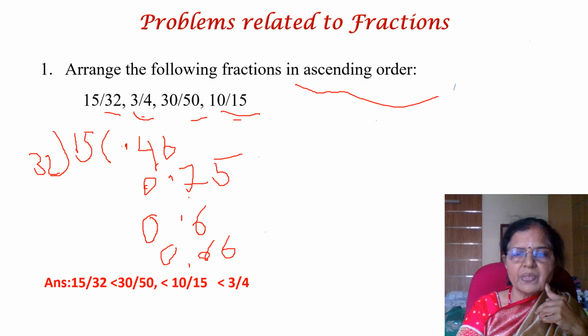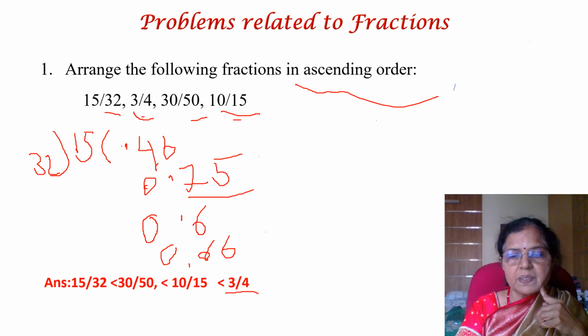This one, the second number. 3 by 4 is the biggest number. So put that at the end, 3 by 4. And then comes the next number, 0.66, which is the last number, 10 by 15. And then comes this 0.6, third number.